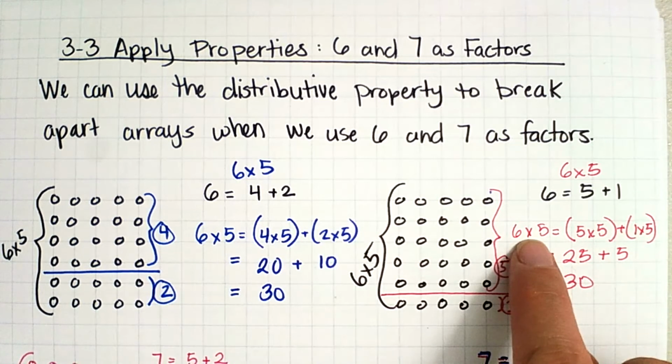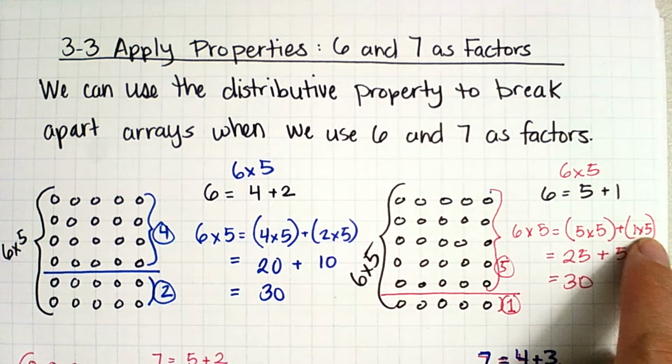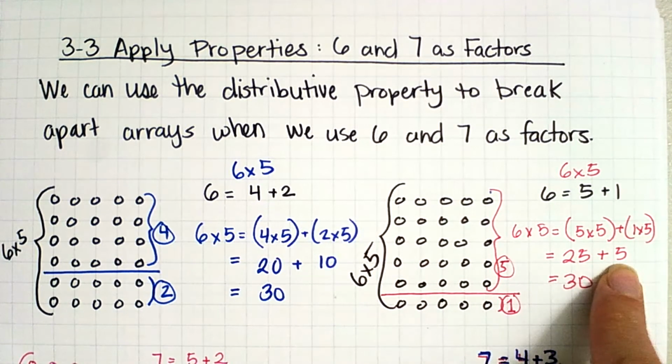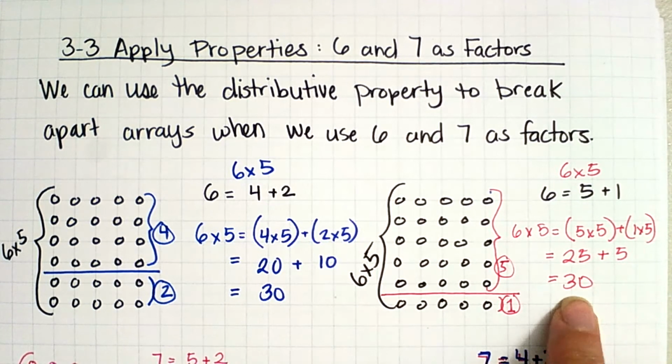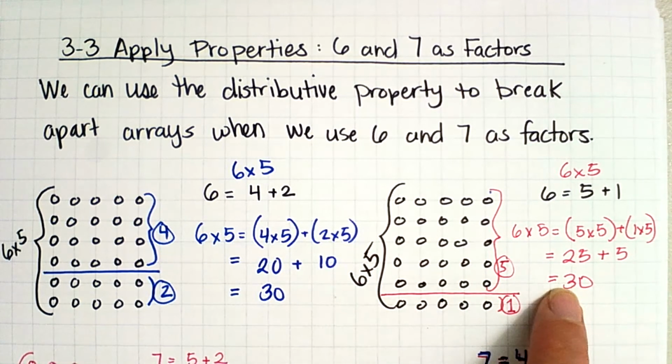So my 6 times 5 array became 5 times 5 plus 1 times 5. I know 5 times 5 is equal to 25, and 1 times 5 is equal to 5. So 25 plus 5 more also gave me 30. So it doesn't matter which way I split my array.